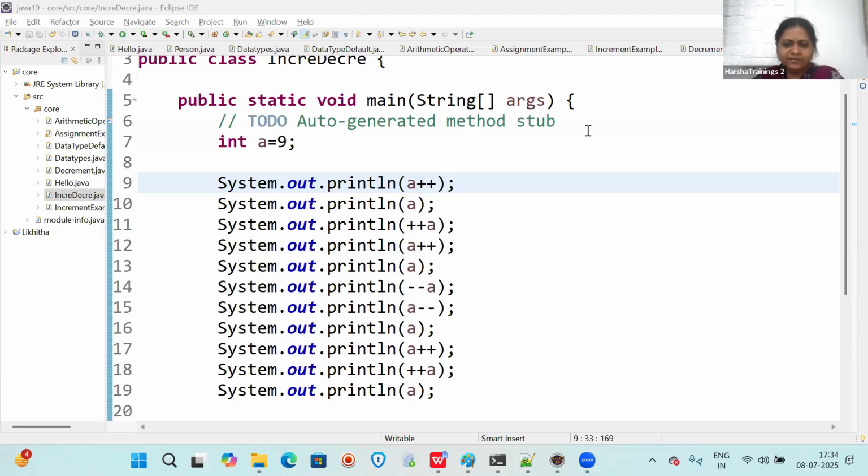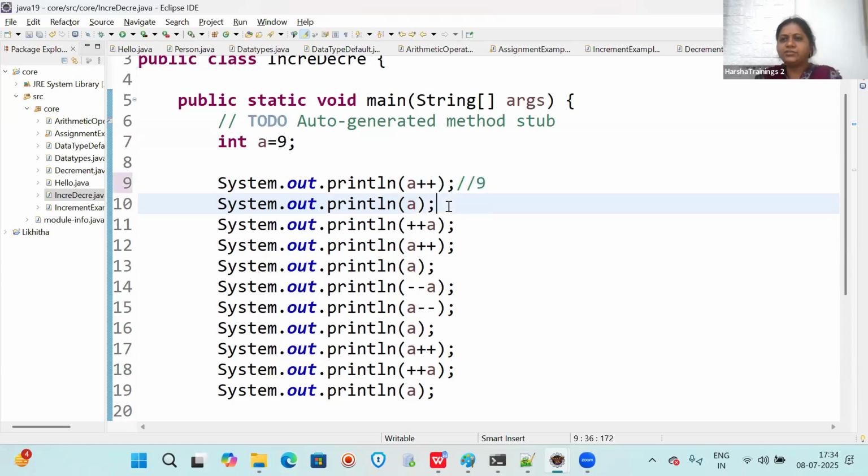Okay, so let us check the answer. A plus plus means what? You have to consider the a value, that is 9. But after this step, the value of a will become how much? 10. So the value should be 10. Now a value is 10. Plus plus 10 means how much? 11. A value also will be 11.